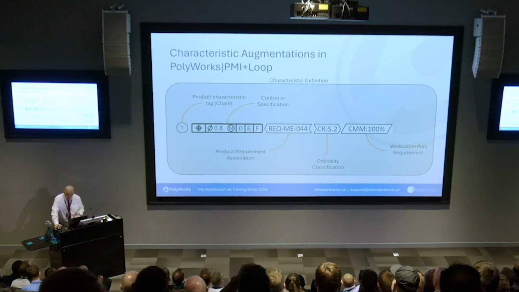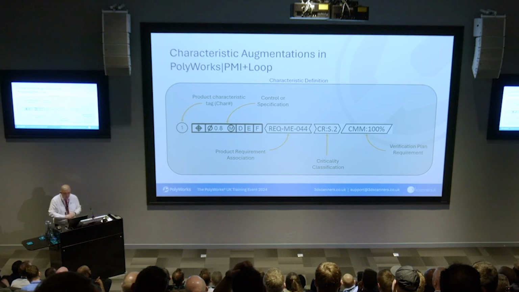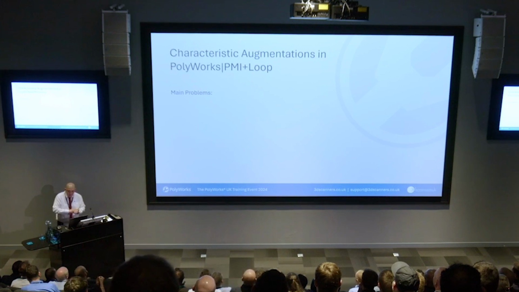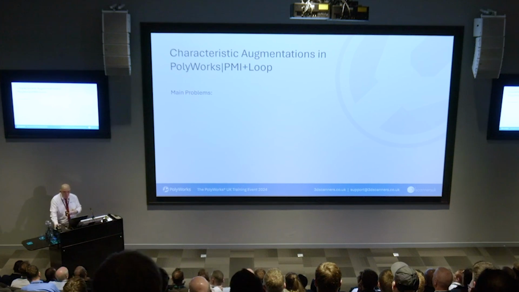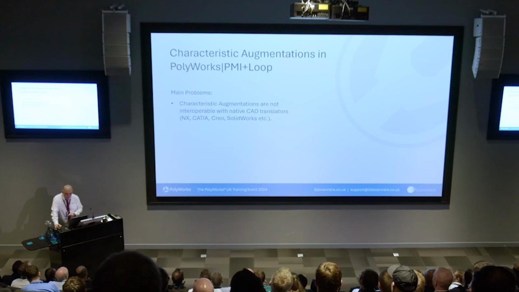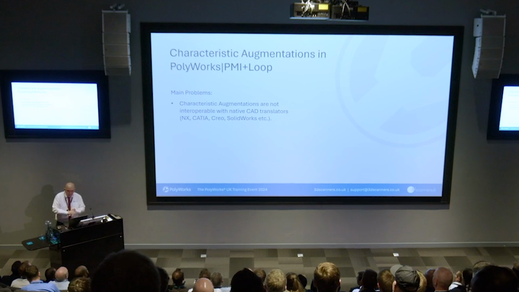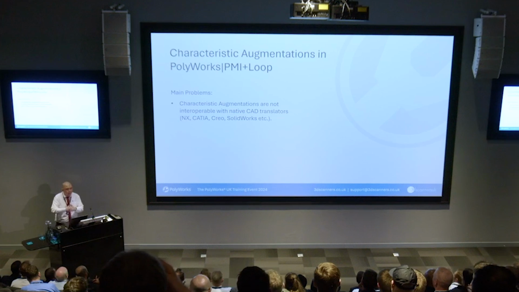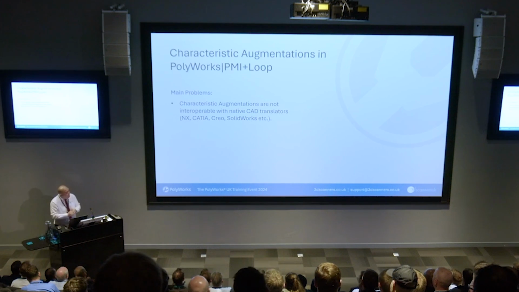Now, there are many, many more augmentators that companies can use, but all that creates what we call a characteristic definition of that particular control. Now, a couple of main problems that companies face at the moment with augmentators is that characteristic augmentations are not interoperable with native CAD translators or even downstream applications, regardless of whether it's PolyWorks. So any other CAD package, any other inspection software will have the same issues.